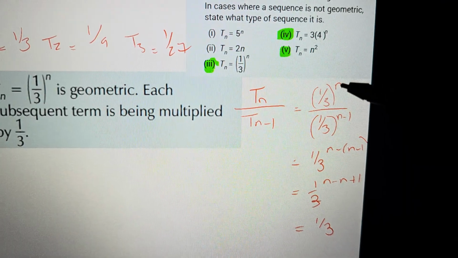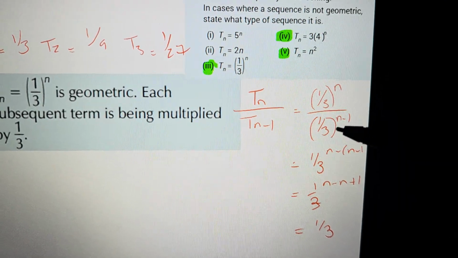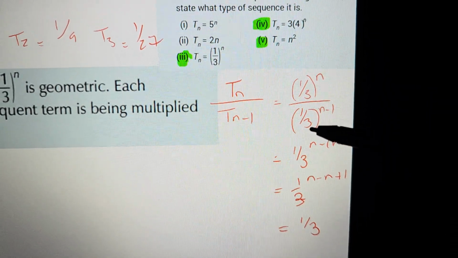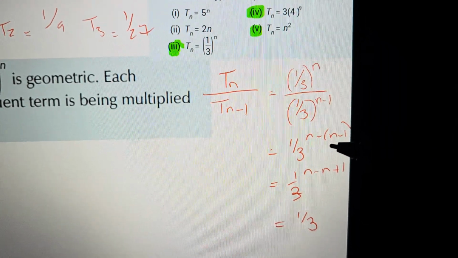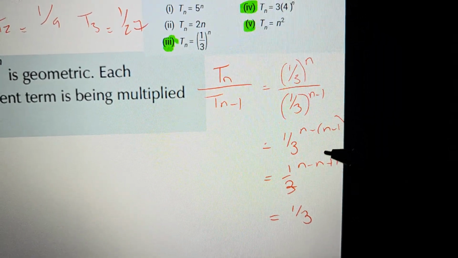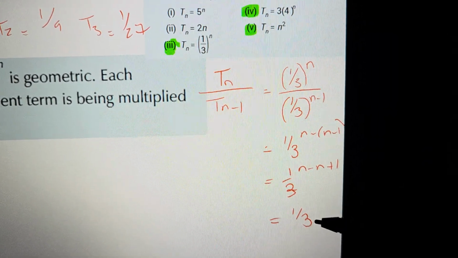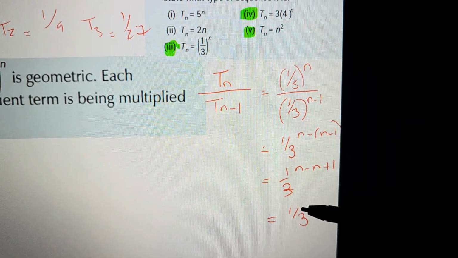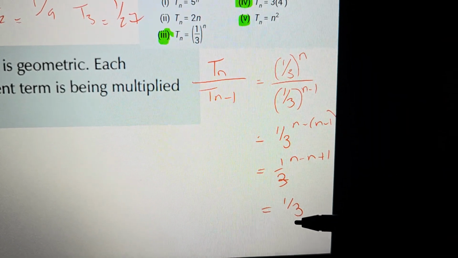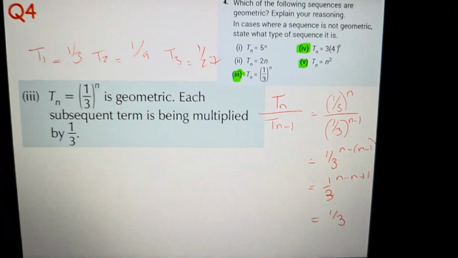So T of n was 1/3 to the power of n. T of n minus 1 is 1/3 to the power of n minus 1. Rules of indices: base numbers are the same, you can subtract the powers. Tidying that up, the n's cancel and you get a power of 1. So it's 1/3 to the power of 1, which is just 1/3. So I have proven that my common ratio is a constant. So that also proves that it's geometric.